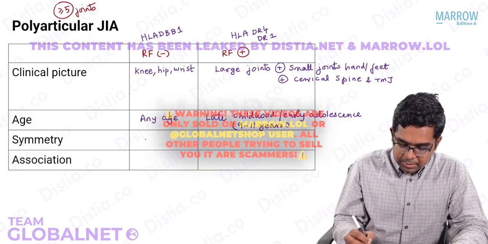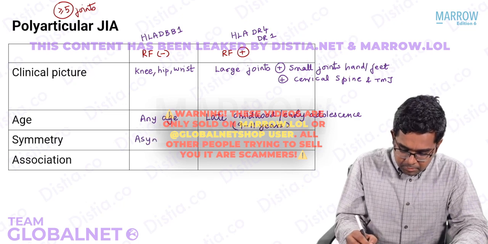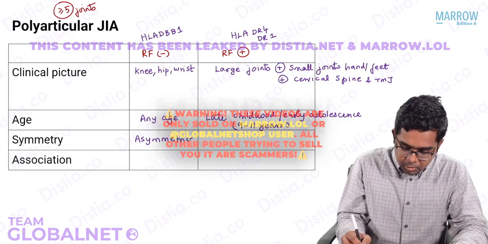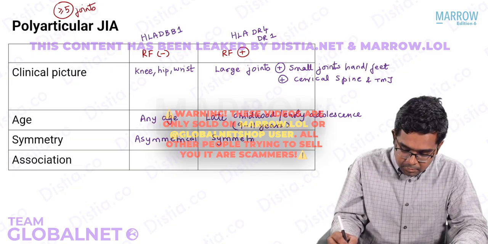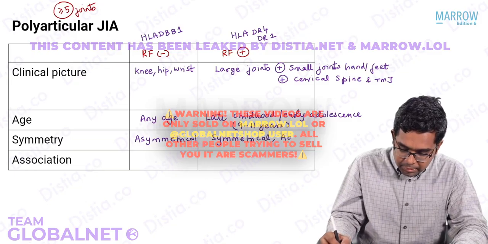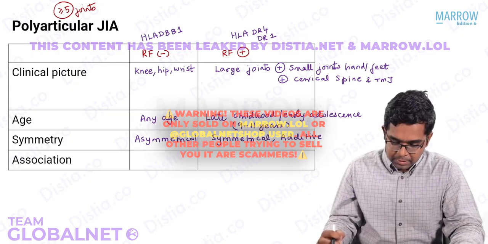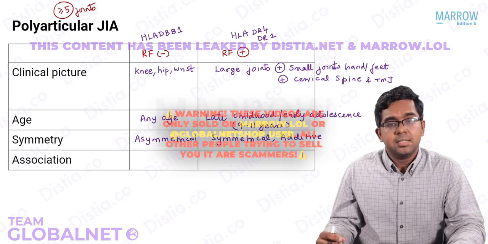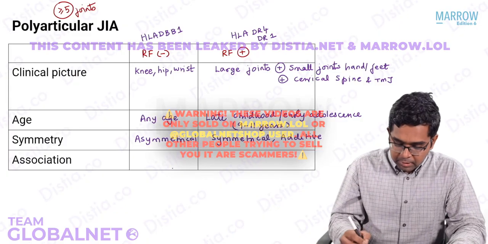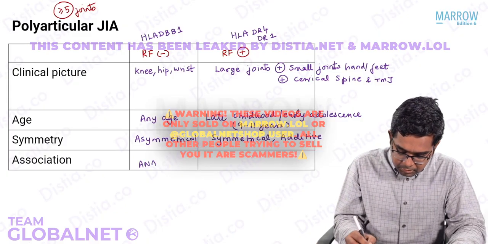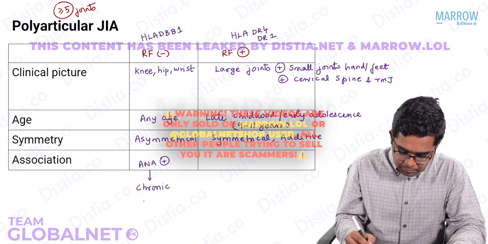Next important is symmetry. In case of rheumatoid factor negative polyarticular JA, it is an asymmetrical involvement, whereas the rheumatoid factor positive variety is always symmetrical involvement. It is also additive, that is, one joint after another will be added in a symmetrical fashion. That's important. Now last is regarding the association. In rheumatoid factor negative polyarticular JA, if the patients have ANA positivity, then they are at increased risk of developing chronic uveitis.